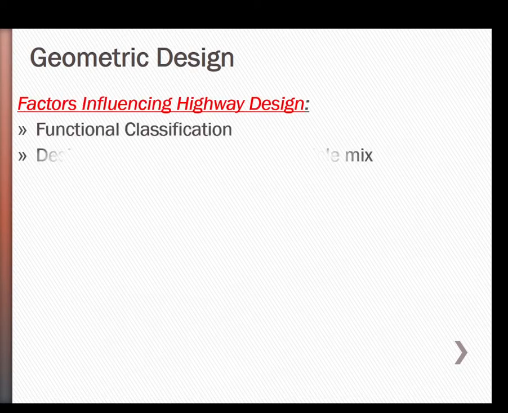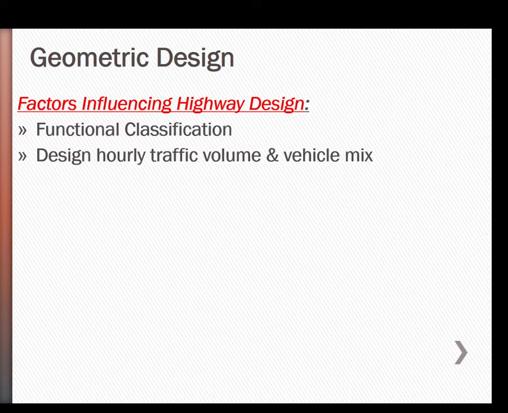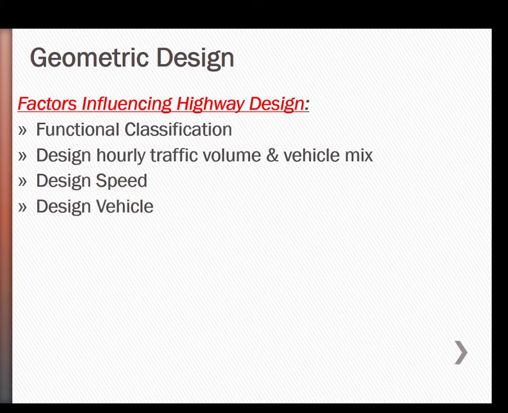This is what we call geometric design, and functional classification is an intro into this geometric design. So the factors that influence the highway design: well, number one, functional classification, and this gives us everything else that you're going to see on this slide. For example, the volume of vehicles, which is the hourly volume and vehicle mix. The design speed, which is a main input in our highway design, and classification gives me a good indication of what design speed I will be using. The design vehicle, the predominant vehicle that uses the highway.